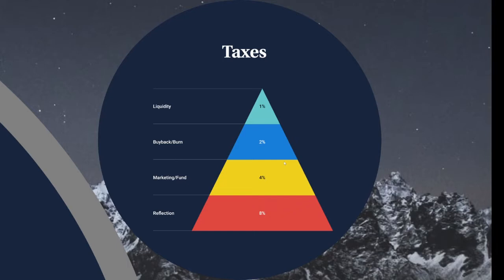1% also goes to the liquidity, very important, because we need to achieve a healthy liquidity ratio over time. This just makes the project overall more stable in the future. But we are on a good way. So this is the tax. As I said before, this chart applies for buys and also for sells.